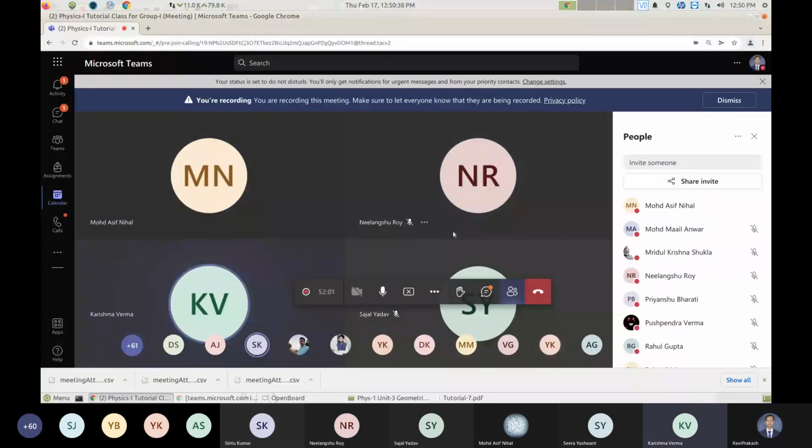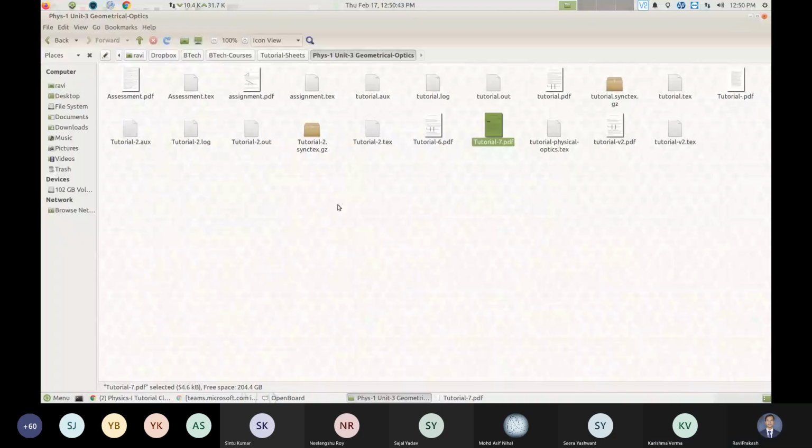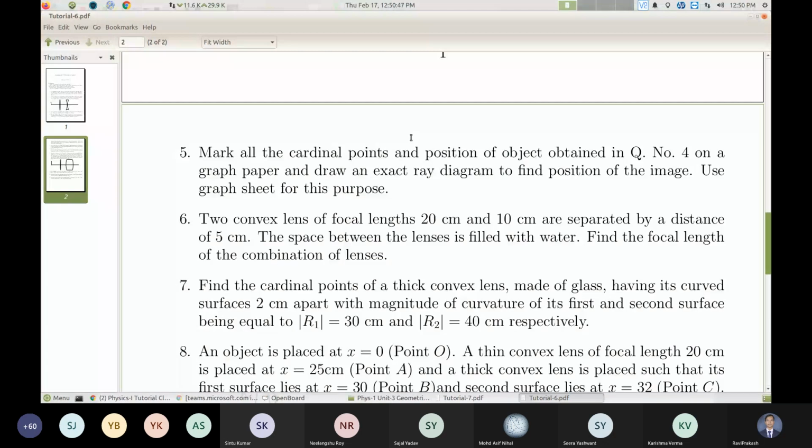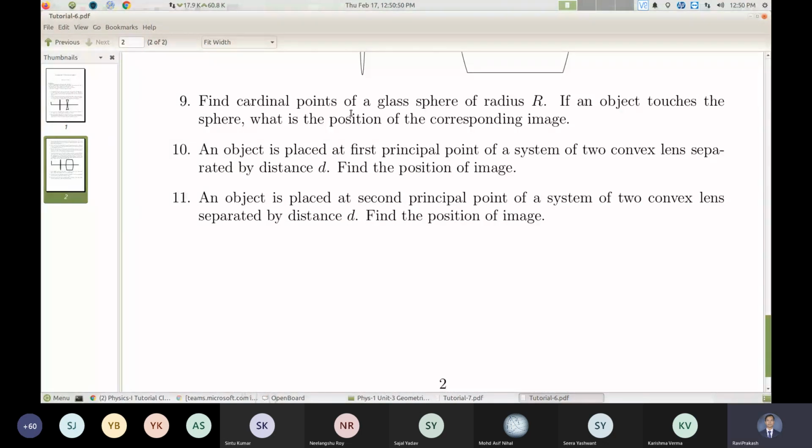क्वेश्चन नंबर 9 थोड़ा बता दीजिए. Question number 9 of previous. यस सर. This one. Find cardinal points of glass sphere of radius r. क्या डाउट है इसमें आपको? So this is like a thick lens. ये एक तरह का thick lens हो गया.